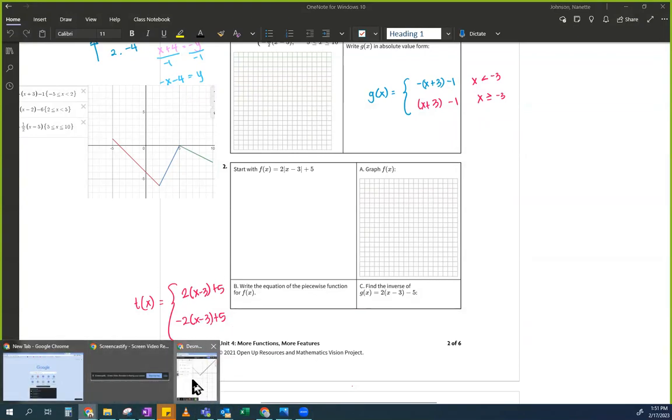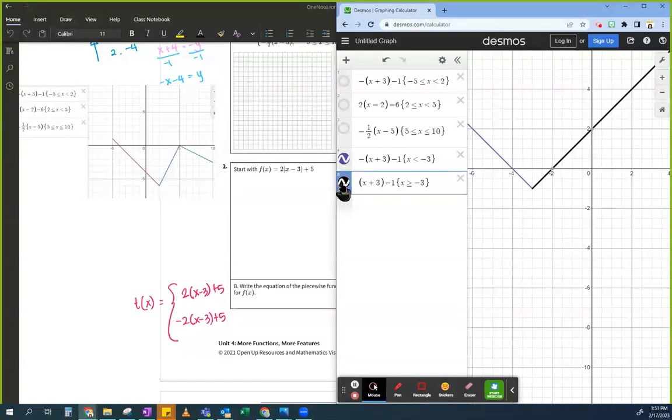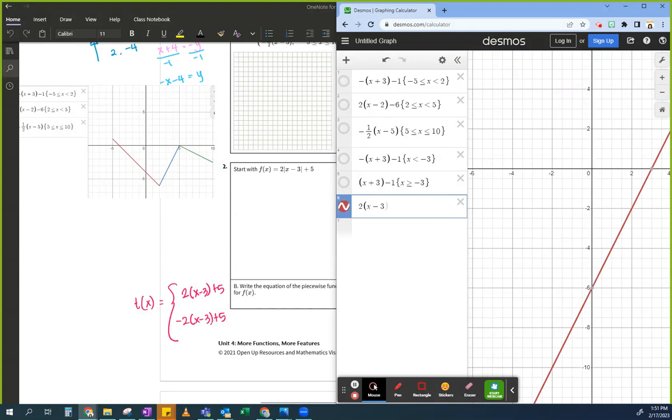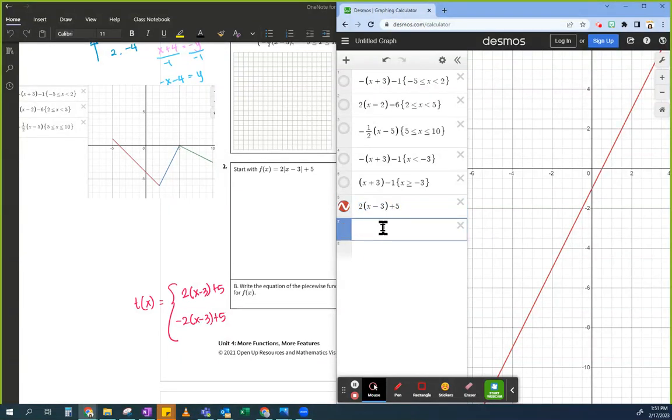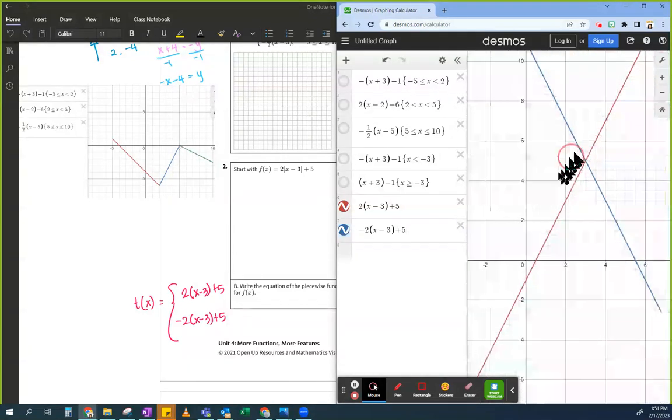So let's do that together so you guys all see it. So turn these guys off. And then we have here 2 parentheses x minus 3 close plus 5. And then let's just copy this. Negative this. So do y'all see how they come together up there? So I'm going to pull this down over here.